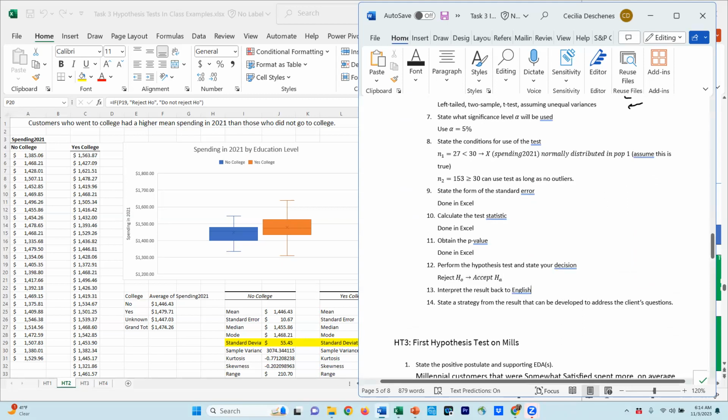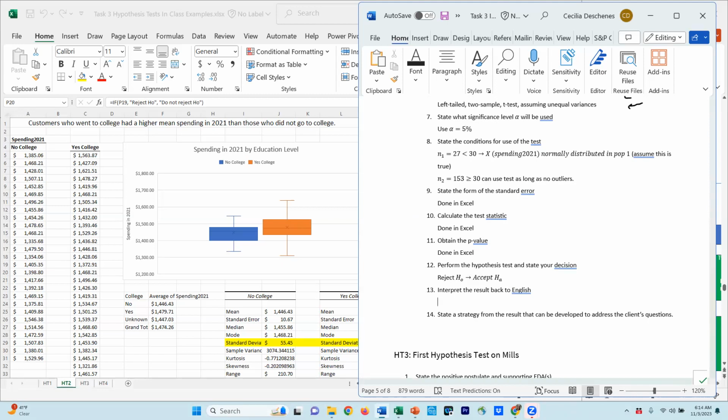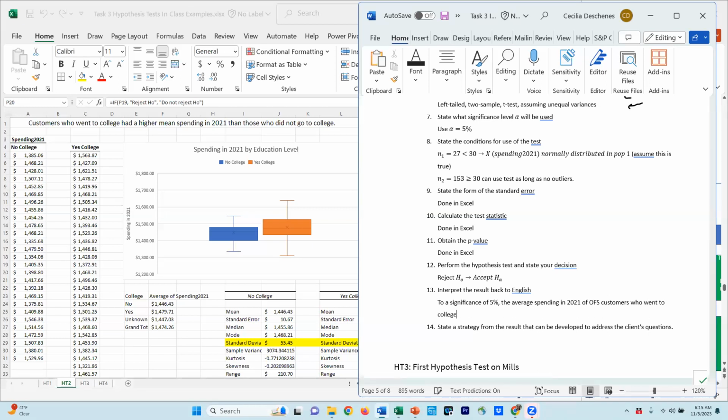So let's write that back in plain English. So we're going to say that to a significance of 5%, the average spending in 2021 of OFS customers who went to college is greater than, so I'm just writing the alternative claim, is greater than, oops, who did not go to college.